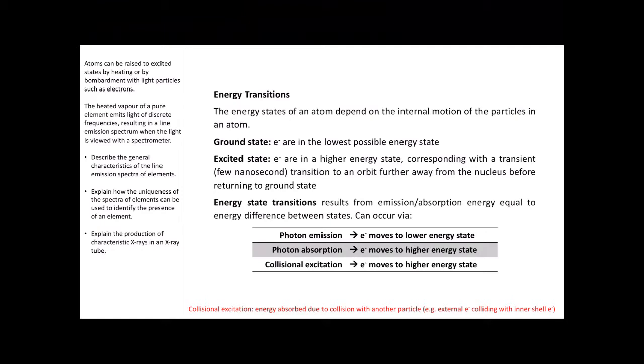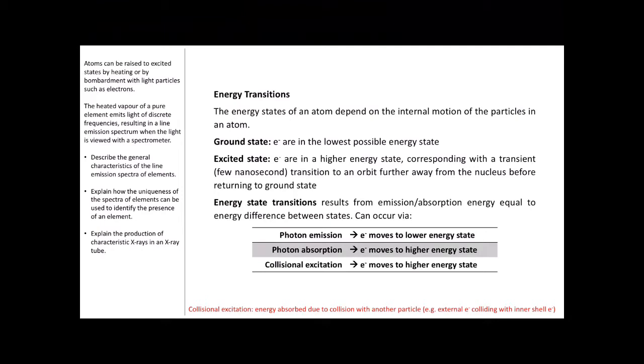So excited atoms will have electrons that will jump up from their original energy state or original orbit to a higher orbit that's further away from the nucleus before jumping back down to their original orbit, because when they're further away from the nucleus, they're a bit less stable. Energy state transitions, so from ground state to excited state or between two higher states, result from the emission or absorption of energy that is equal to the difference between the two states.